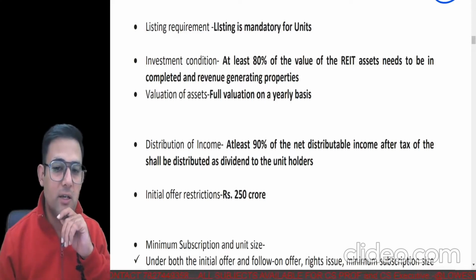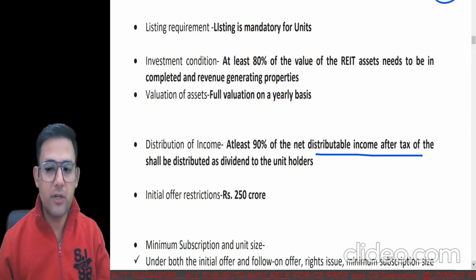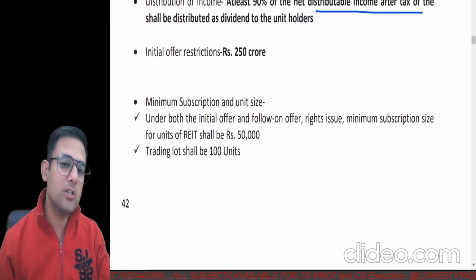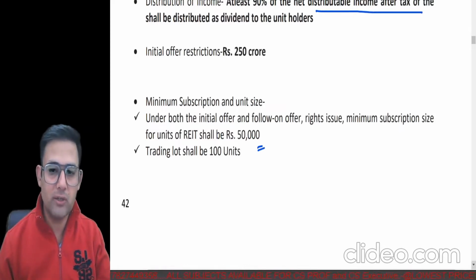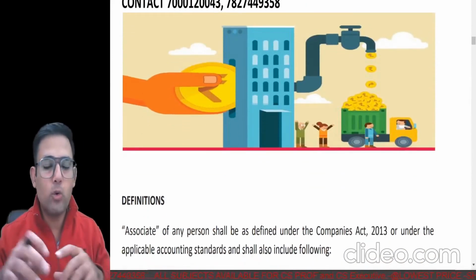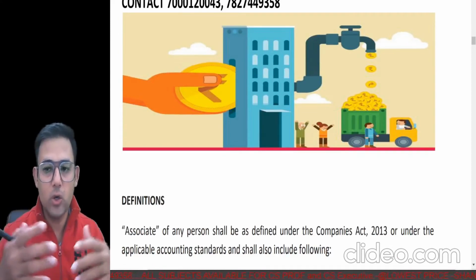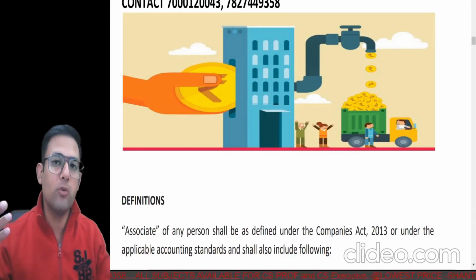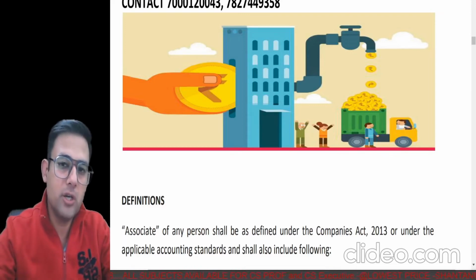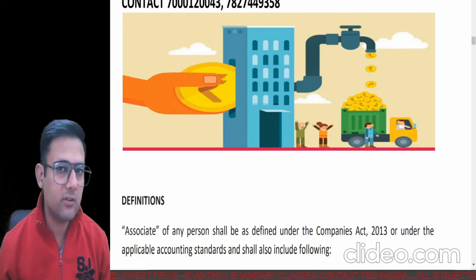And then it says, on the distribution of income, 90% of the income will be distributed to the unit holders, obviously after deducting the tax. And on the minimum subscription size, I think I've already told you that initially it was 2 lakh rupees, but now it has been reduced to 50,000 rupees. That's how the REIT actually functions. If you see this picture, it makes quite clear that a lot of money is being invested in a building, and then slowly and gradually a lot of people are getting returns in the form of income from that REIT. It is similar to what you get from a company in the form of dividend on shares.